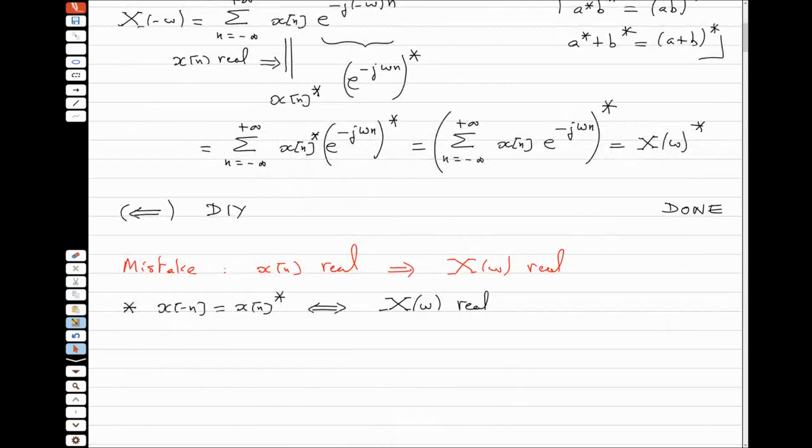It's a simple consequence of the duality of Fourier transform. We get Hermitian symmetry in the time domain. All right? I'm not going to prove it, it's similar.